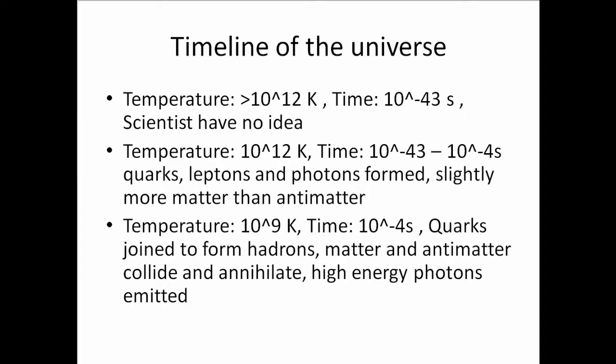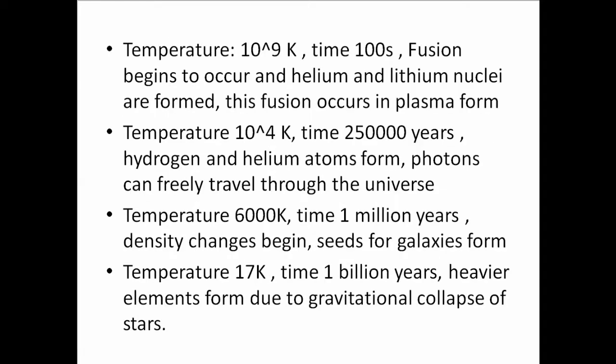When the temperature got a bit cooler and the time was 100 seconds, fusion began to occur, which made helium and lithium nuclei. However, this fusion occurred in plasma form, which means these nuclei didn't have any electrons orbiting them. When the temperature was 10 to the 4 K, and over 250,000 years had passed, electrons finally joined to make hydrogen and helium atoms, and photons could now freely travel the universe without being constantly absorbed and emitted.